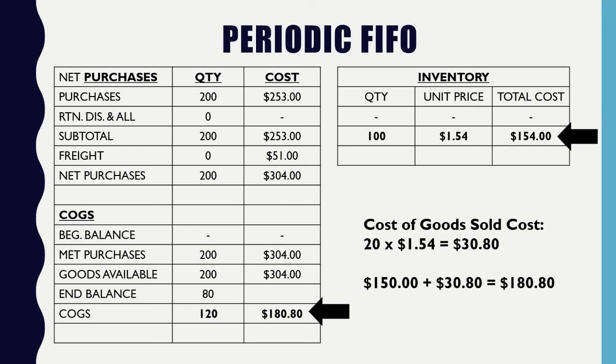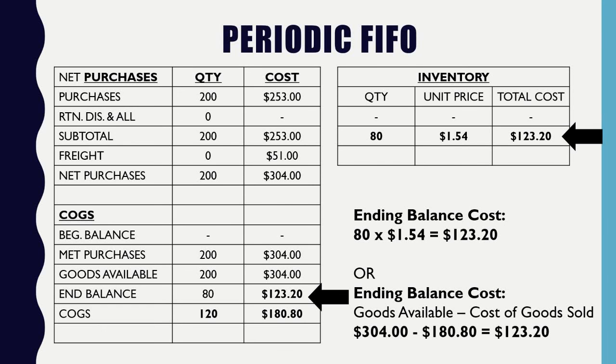Okay? All right? Once we reach that point, then it's pretty straightforward to solve ending inventory, right? If you have the total quantity of $304 and you've sold 180, then you can easily calculate this number right here, which is going to be 304 minus 180.80, and you're going to get a total of 123.20.